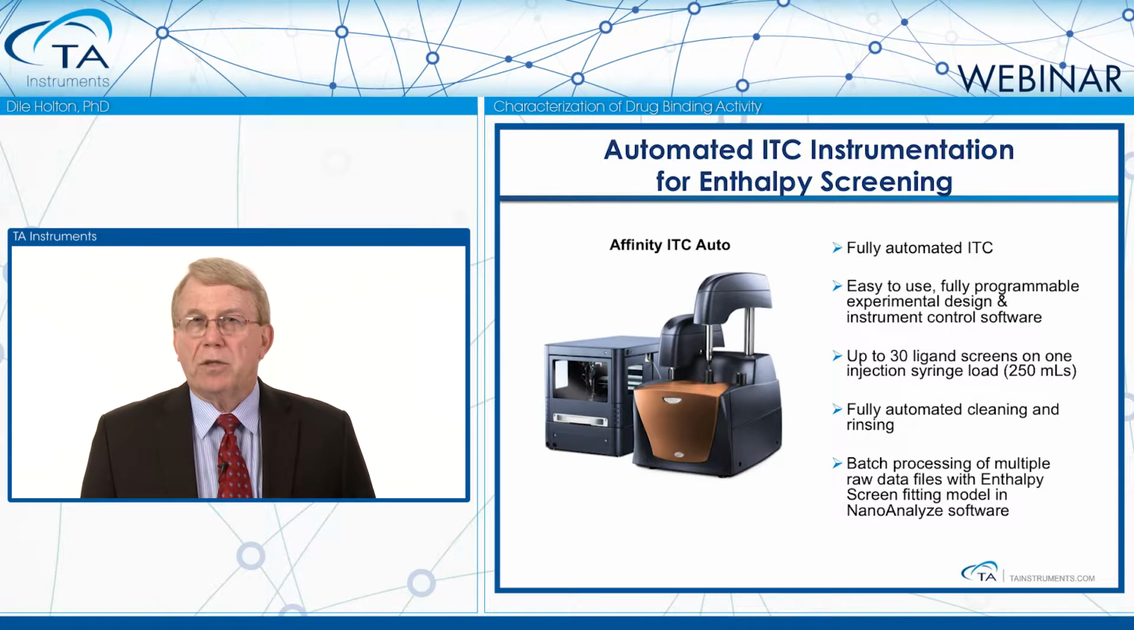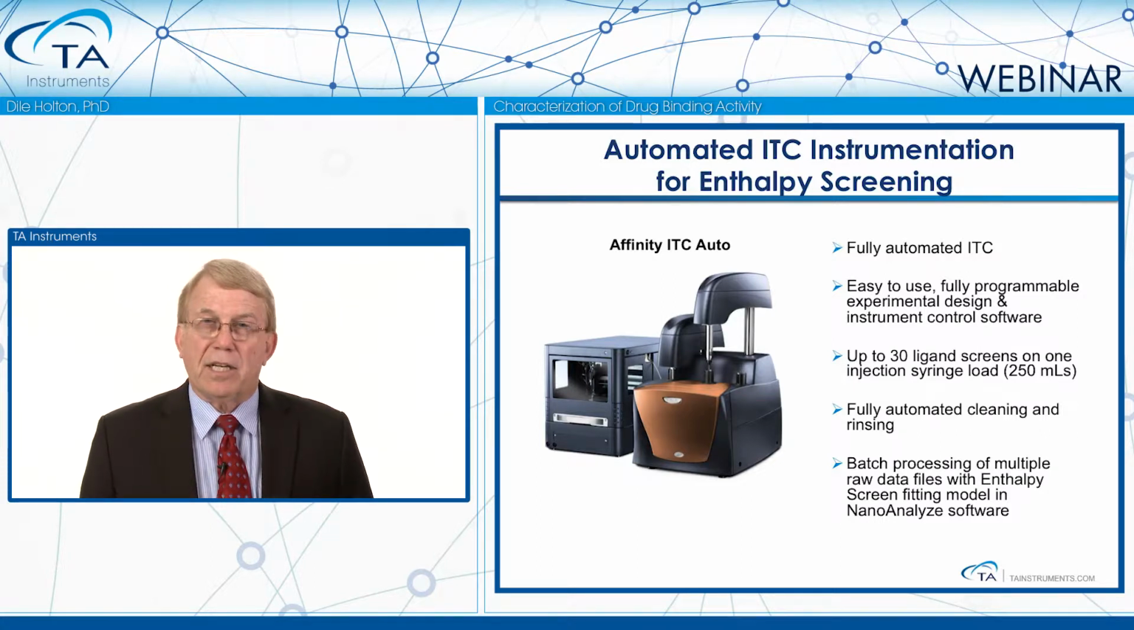The first instrument that we are going to talk about is the Affinity ITC Auto instrument and the technique of enthalpy screening. This instrument was released in 2015 by TA Instruments, and it's a fully automated ITC. It's fully programmable, and the experimental design lends itself to easily setting up and executing an enthalpy screen using minimal reagents. Up to 30 ligand screens at once can be loaded into the injection syringe, and then by just changing what's in the cell, you're able to quickly go through and screen the enthalpy of the binding reactions.